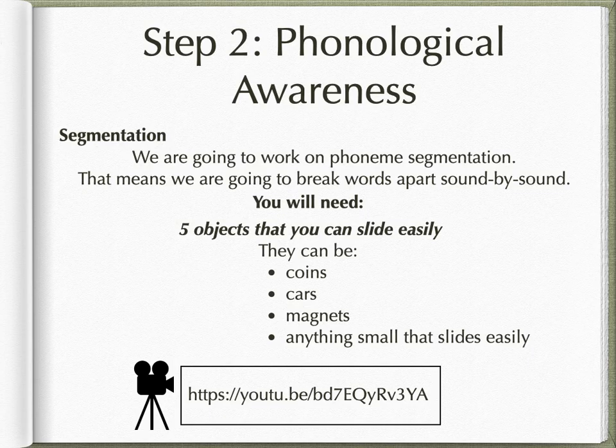Before we do anything, you will need 5 objects that you can slide easily on a table, a book, or the floor. They can be coins, they can be cars, they can be magnets, or anything that slides easily. And also, before we begin, make sure you view the link that is below. This will take you to a video that demonstrates how to slide the object as we say each sound.